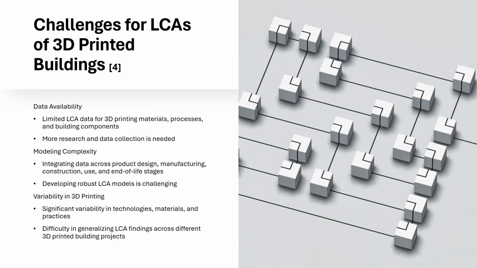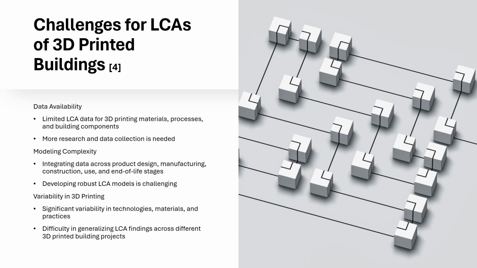So, just like that, those were the opportunities for 3D printed buildings. There are also challenges. Some of the challenges that stand in the way for 3D printed buildings is data availability. Since it is a relatively new technology, there is not a lot of data or research on how it will ultimately impact not only construction but also society as a whole. So there needs to be more research done in that area.